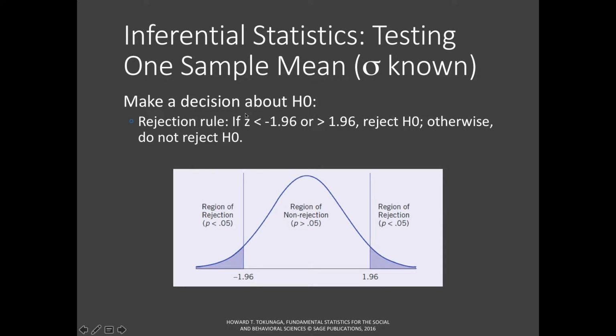So in order to make a decision if we're going to accept or reject the null hypothesis, we have to see if the z of our sample mean is less than negative 1.96 or if it's greater than 1.96. If it does fall into those regions, those tail regions, then we'll reject the null hypothesis. If it falls in between negative 1.96 and positive 1.96, then we do not reject the null hypothesis.